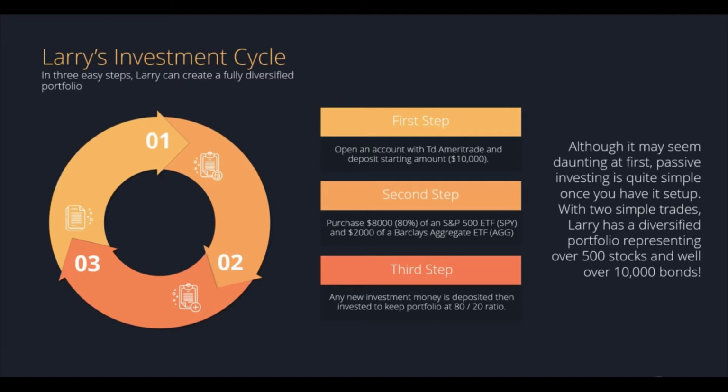And so with two very simple trades, Larry has a very diversified portfolio that is represented by over 500 stocks and over 10,000 bonds. Two trades in order to achieve that effect. This is the power of passive investing. Once Larry has fully invested in these two different ETFs, he doesn't have to do anything anymore. Literally nothing. He can just watch as the portfolio grows in value over time, and he's done.